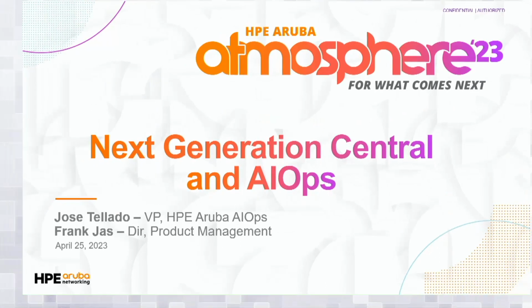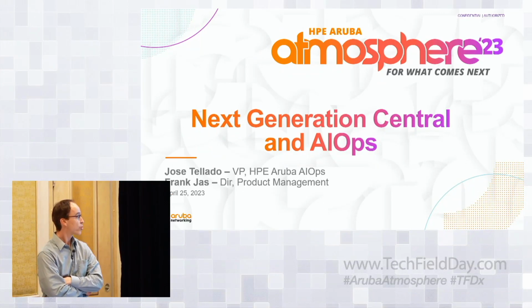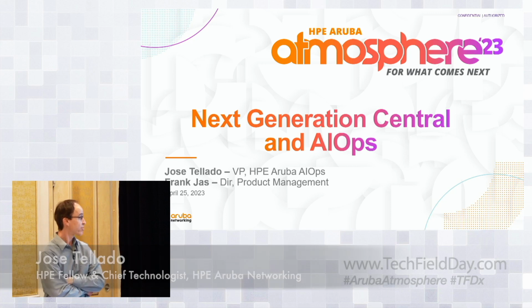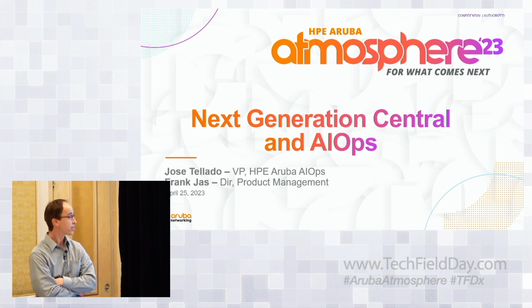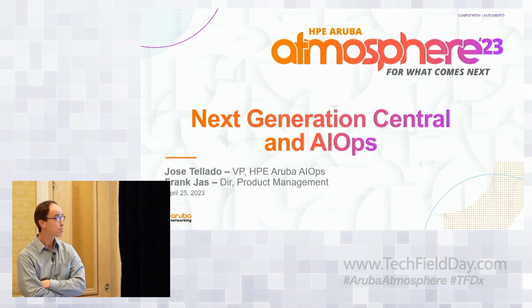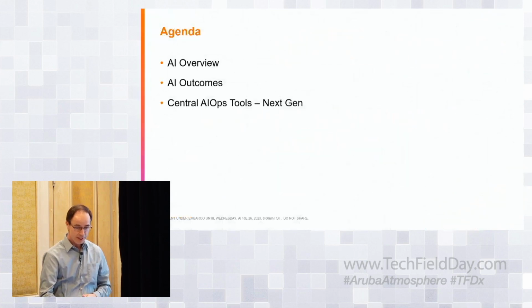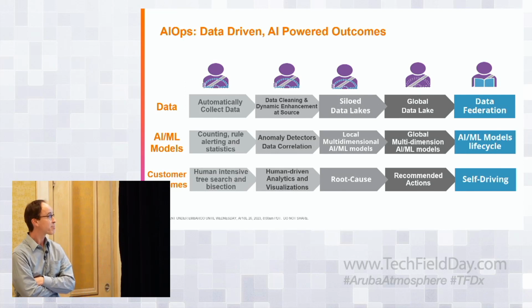And I'll spend the next 15 minutes talking a little bit about what's under the hood. This is actually the appetizer because the actual main dish is Frank's. He's going to show the next generation Central. And of course, it's powered by AIOps, as was the previous Central, but just with easier and more natural workflows. So, skipping the agenda, this is some of the philosophy we follow.